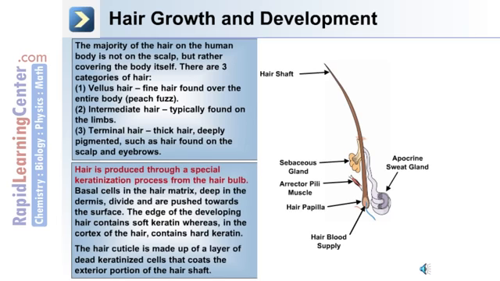Hair is produced through a special keratinization process from the hair bulb. Basal cells in the hair matrix, deep in the dermis, divide and are pushed towards the surface. The edge of the developing hair contains soft keratin. In the cortex of the hair, it contains hard keratin. The hair cuticle is made up of a layer of dead keratinized cells that coats the exterior portion of the hair shaft.